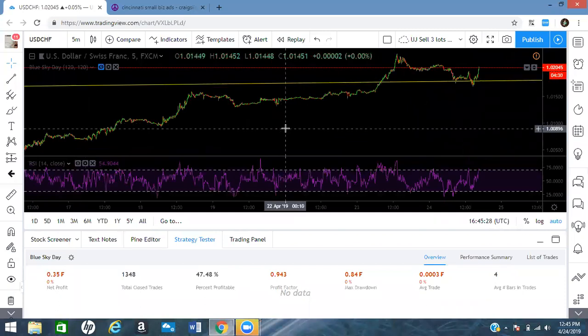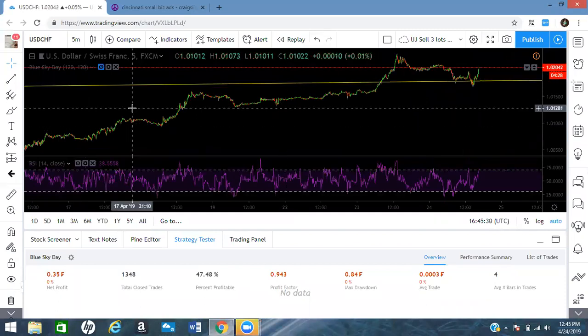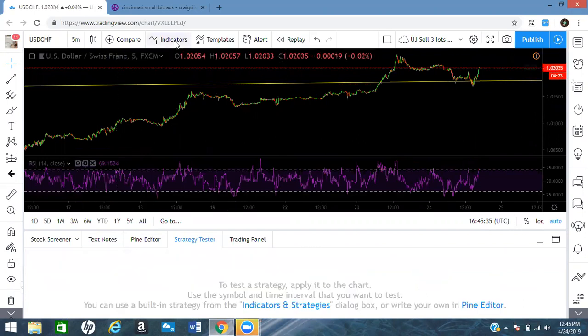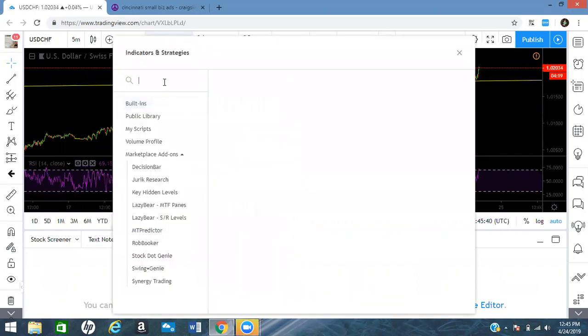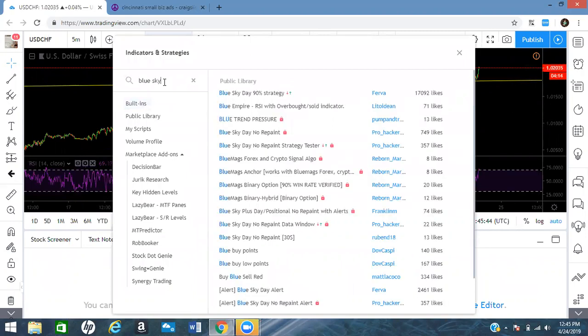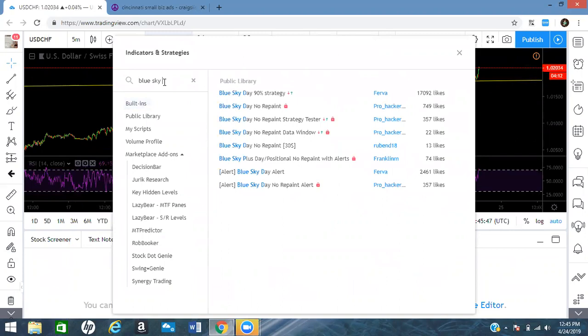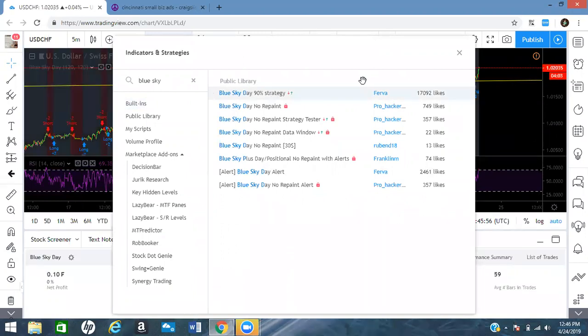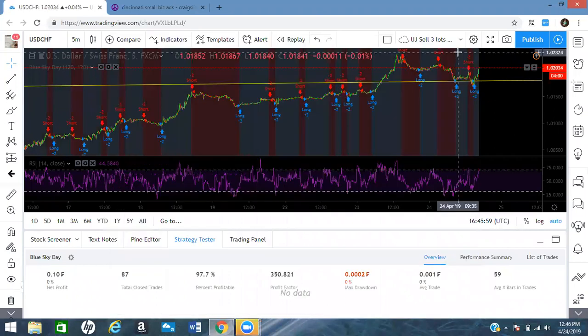Once I have that loaded, I'm going to go ahead and go to my indicators. I'll get rid of it and then bring it back. So I'm going to go to indicators up here at the top, and I'm going to grab that blue sky day. You can see there are several here. What you're going to want to do is go with the 90% strategy one here. This is the one with the built-in strategy tester.